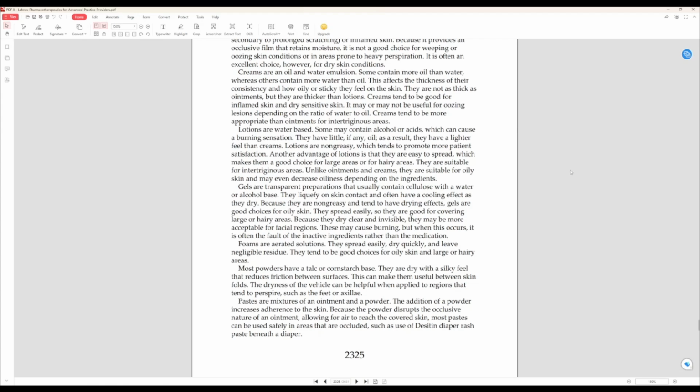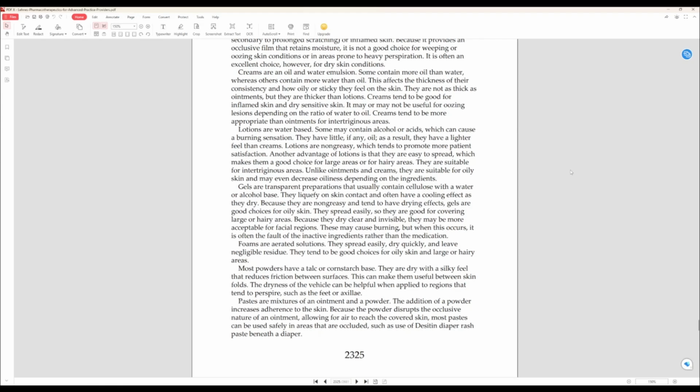Gels are transparent preparations that usually contain cellulose with a water or alcohol base. They liquefy on skin contact and often have a cooling effect as they dry. Because they are non-greasy and tend to have a drying effect, gels are good choices for oily skin. They spread easily, so they are good for covering large or hairy areas. Because they dry clear and invisible, they may be more acceptable for facial regions.